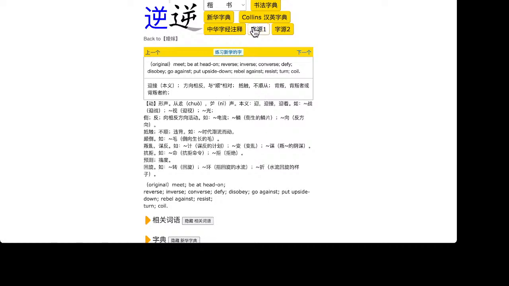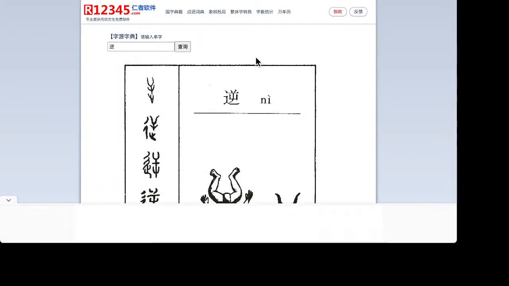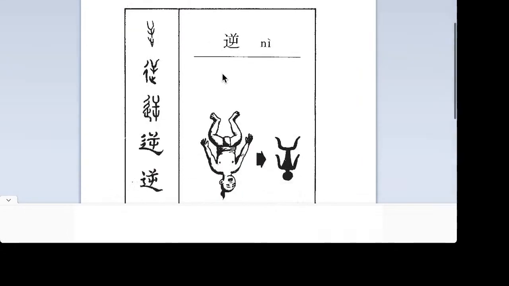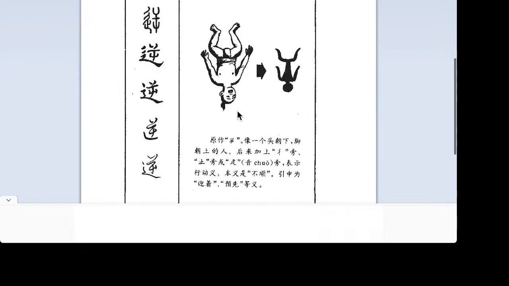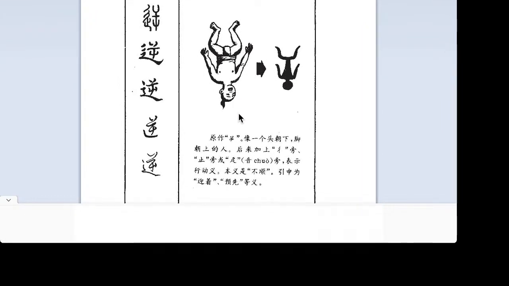Okay, 逆. So let's take a look at this character. Now this one, you can see there's a road and there's a feet, so that means action, right? And on the top is a picture of an upside down person. So that's this part. It's an upside down person, and so it means that you are doing something, acting out, going against. Okay, so this is called a 逆.